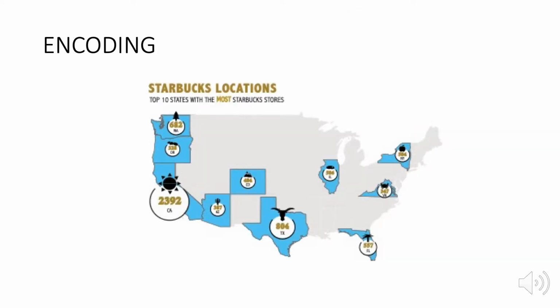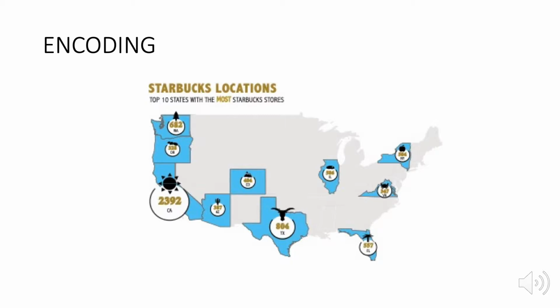Encoding refers to using color, position, or size to indicate or highlight specific attributes of information. In my location display, I used both color and size to encode my map. I used blue to show the top 10 states with the most number of Starbucks stores.